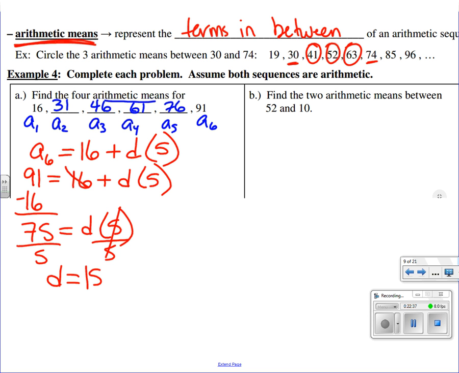Add 15 to 76 and see if you get 91 to double check yourself. Does 76 plus 15 give you 91? Okay, so that's a check.